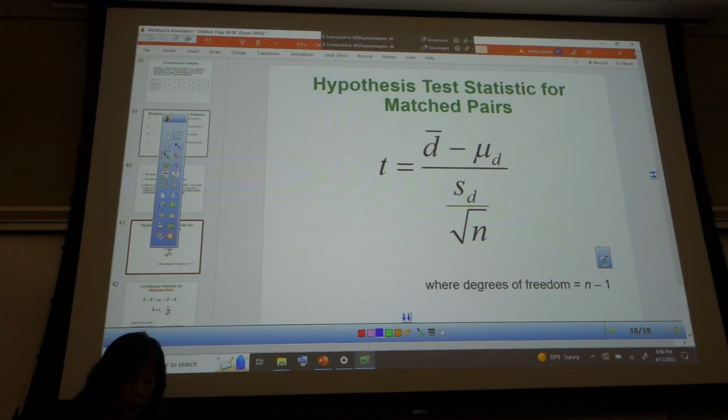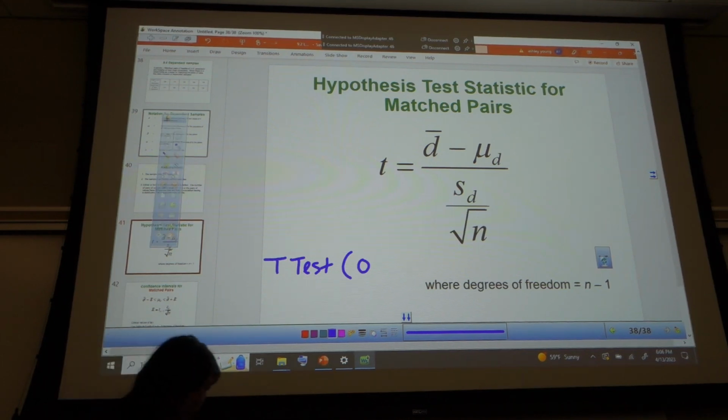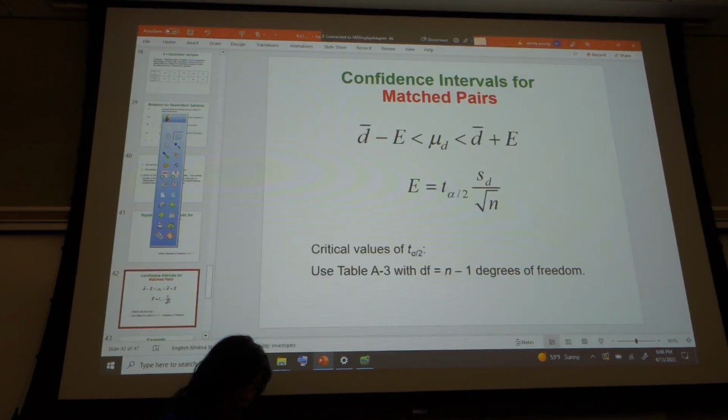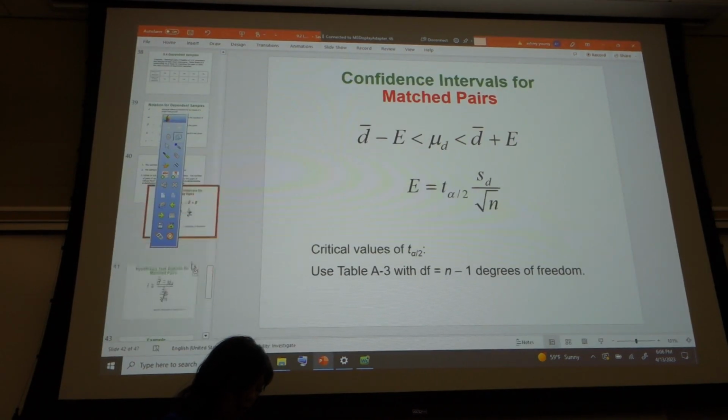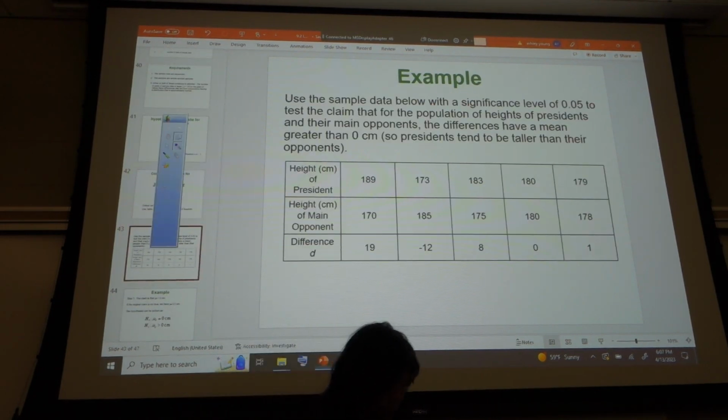How do you find the t-score for it? Again, we're just going to use a t-test with our mu naught equal to 0. So the difference should always be, we're saying the difference is 0. I'm going to talk about that in a second. And then there are confidence intervals for them, which I don't know that I'm going to give you, so I wouldn't worry about that as much. What I want to do is go through an example so that this makes more sense to you. So let's take a look at the example.